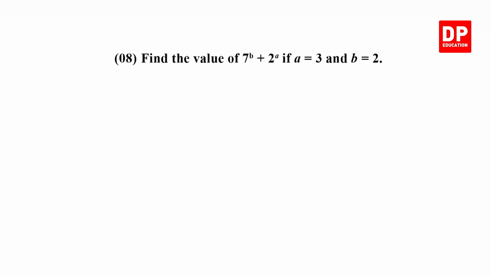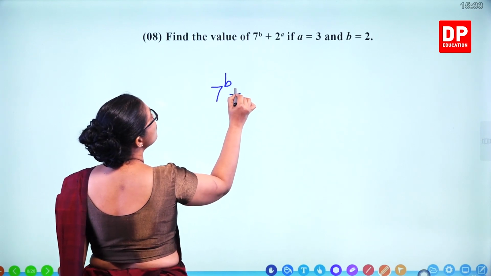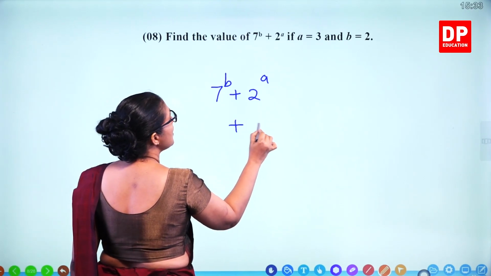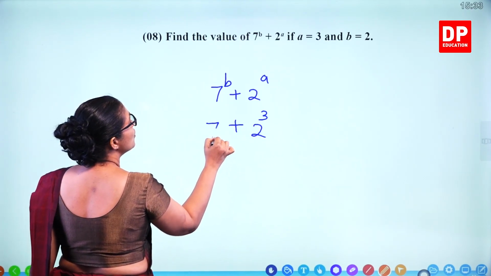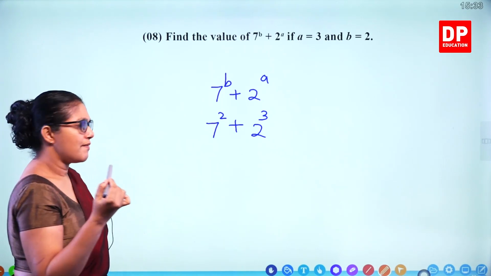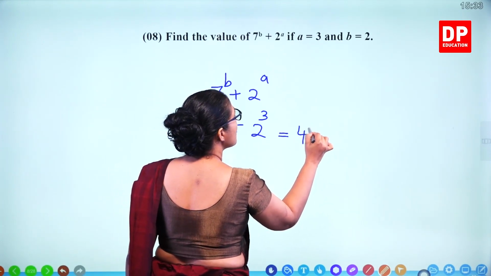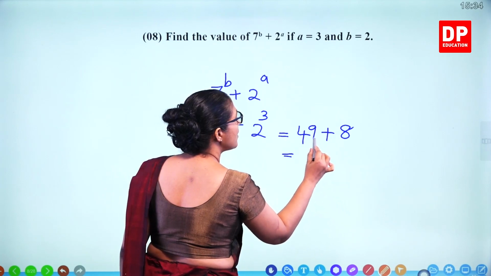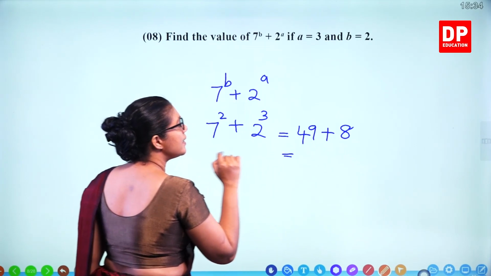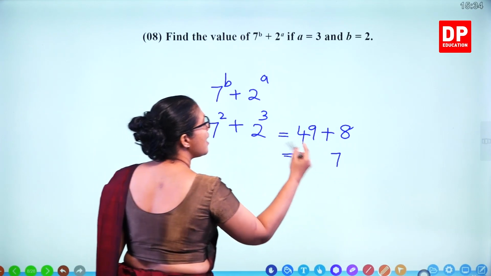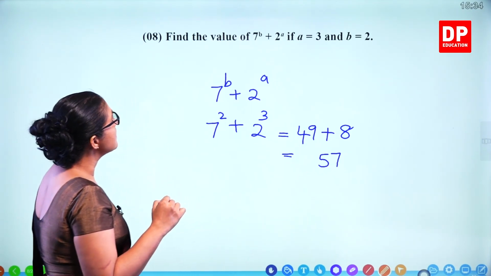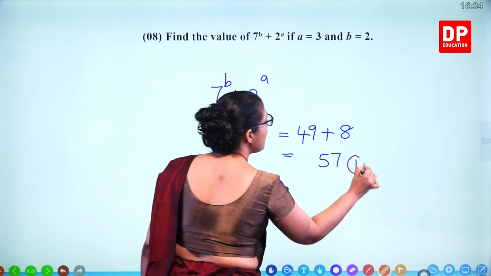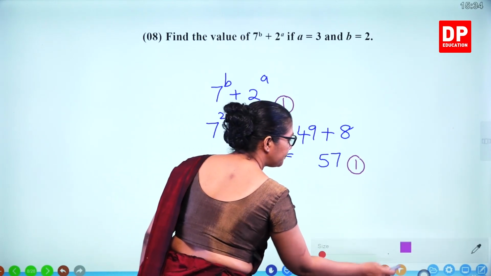Question number 8. 7 to the power b plus 2 to the power a. You are asked to find this if a equals 3, so that means 2 to the power 3, and b equals 2, 7 squared. What is 7 squared? 7 times 7, 49. 2 to the power 3, 2 times 2 times 2, that's 8. So when you add it, 8 plus 49, you get 57 is the answer. Again 2 marks, 1 mark here and 1 mark for this.